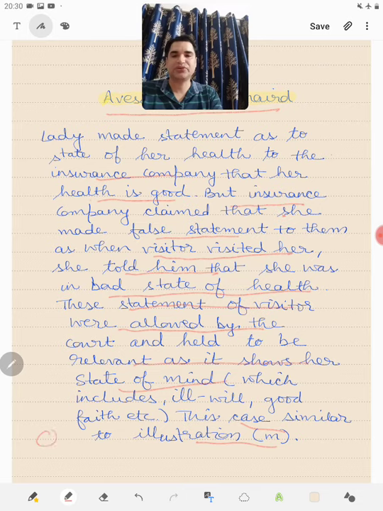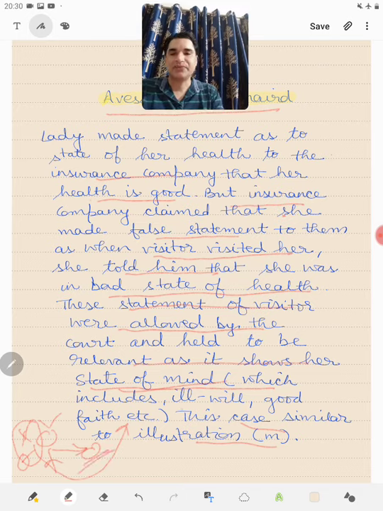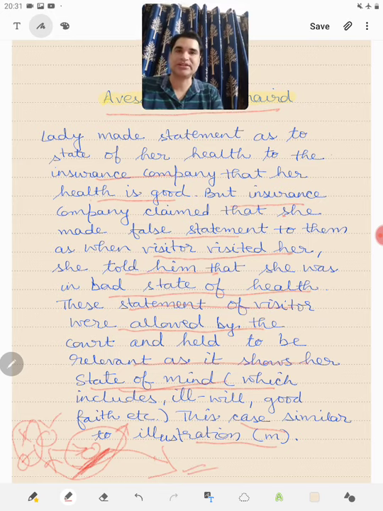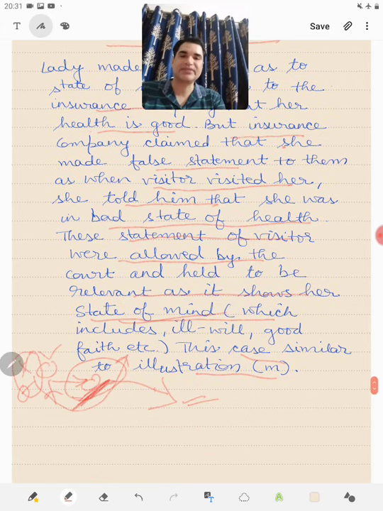So, a lady wanted to take insurance, and to the insurance company, she said that she is of good health. But to the visitors who came, she said that she was of bad health. So, this statement was held to be relevant because it shows the state of mind she was in. That is, she wanted to commit a forgery. She told a lie knowingly about her state of health to the insurance company. So she wanted to cheat the insurance company with regard to her state of health. So that's all with section 14.